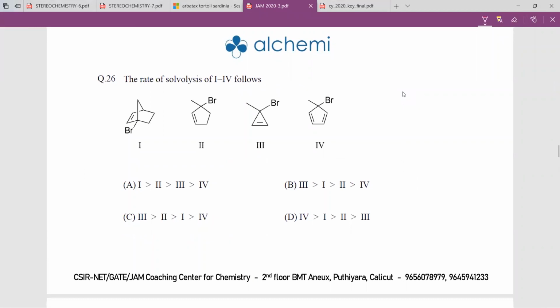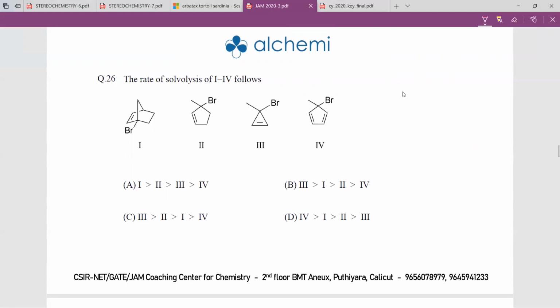Now question number 26. The rate of solvolysis for 1 to 4 follows. This is very important because normally in every question paper you can see this type of question. The rate of solvolysis means SN1 mechanism. So if a question like this asks, how can we approach the problem? This question is about the SN1 mechanism. So if a question like this comes, you should approach the problem like this.